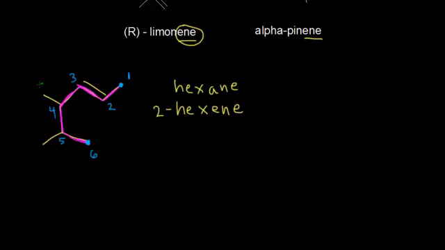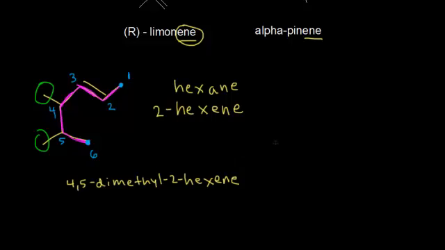I have to worry about my substituents. I have 2 methyl groups at carbons 4 and 5. So I could name this 4,5-dimethyl, and then I have the 2-hexene like that. That is an acceptable IUPAC way of naming, although this is kind of an old school way of naming, and since I was taught by an old school professor, this is the way that I've always done it. So 4,5-dimethyl-2-hexene.